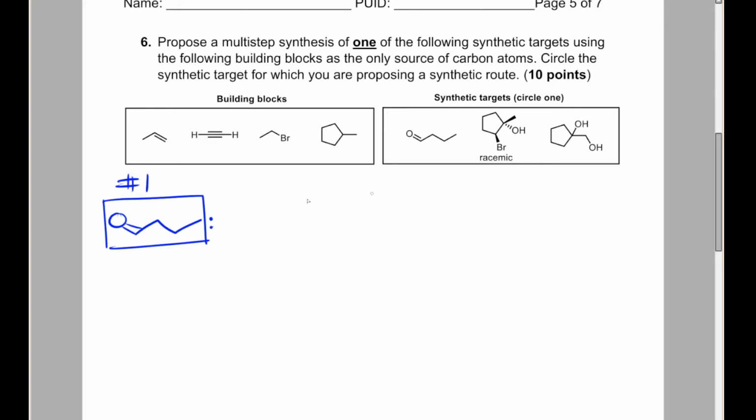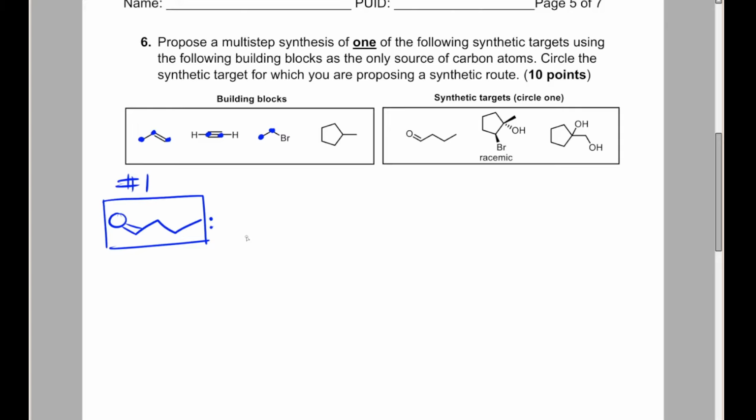So for this product, we can see that there's 4 carbons, and we can also see that the building blocks, this one has 3 carbons, this one has 2 carbons, this alkyl halide has 2 carbons, and then this is a 5 carbon ring with an extra methyl group on the end of 1 carbon, so that's 6 carbons.